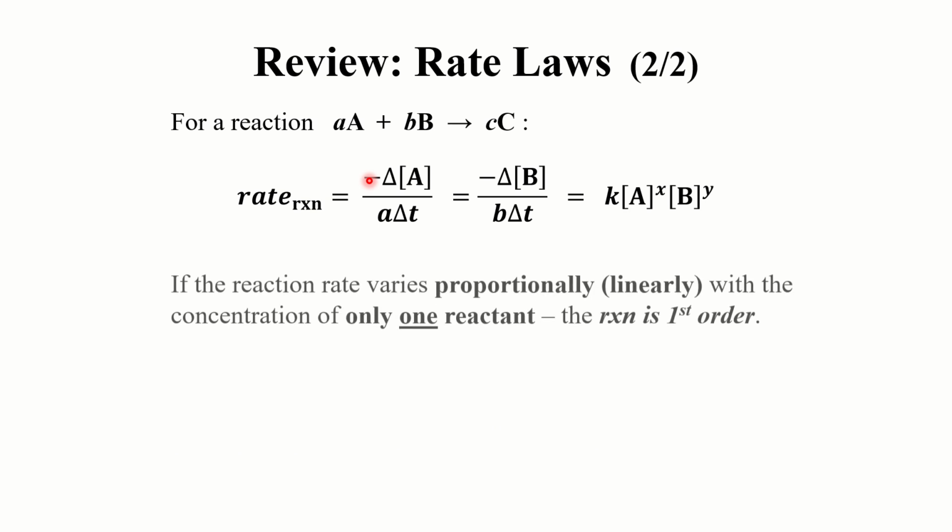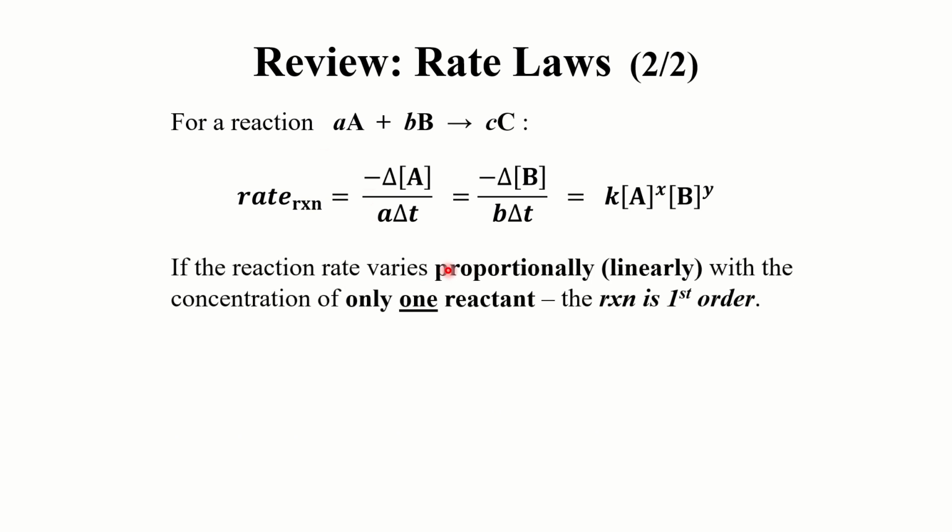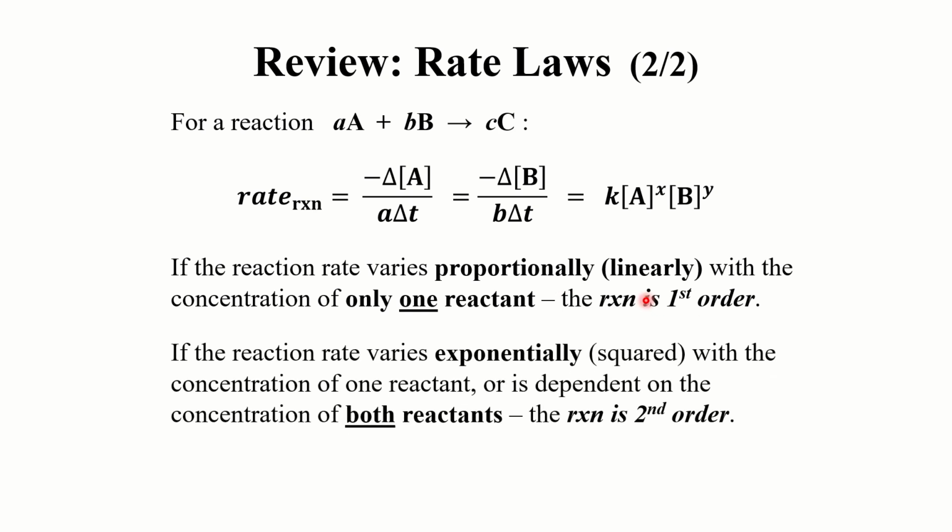Continuing on, if the reaction rate varies proportionally or linearly with the concentration of only one reactant, the reaction is first order. So again, a review of what these reaction orders mean. If the reaction rate varies exponentially, or essentially squared, with the concentration of one reactant, or is dependent on the concentration of both reactants, the reaction is second order. So here we're talking about overall reaction order. This first point is saying that if it varies proportionally with only one reactant, so suppose that A is first order and B is 0th order, we would say then that the reaction is overall first order.